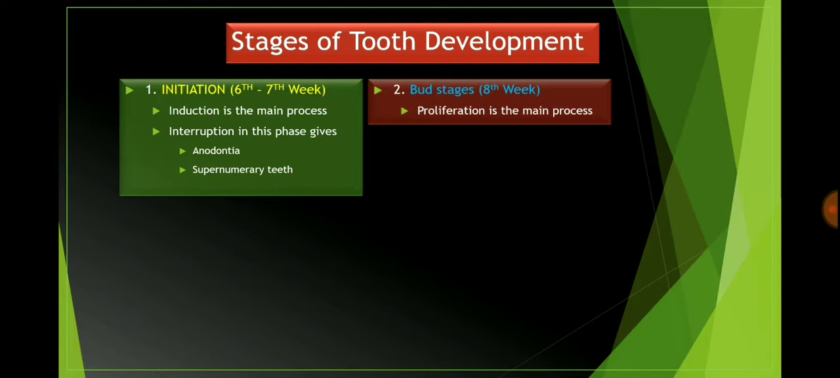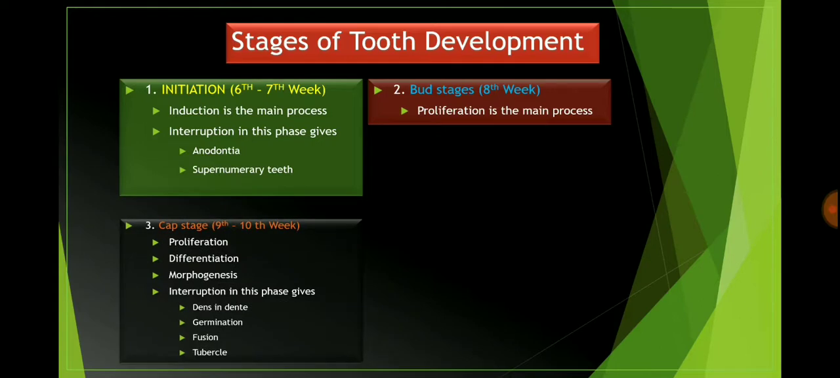The second stage is the bud stage, which takes place around the 8th week, in utero, meaning inside the womb before birth. And the main process during the bud stage usually is proliferation, so more growth.